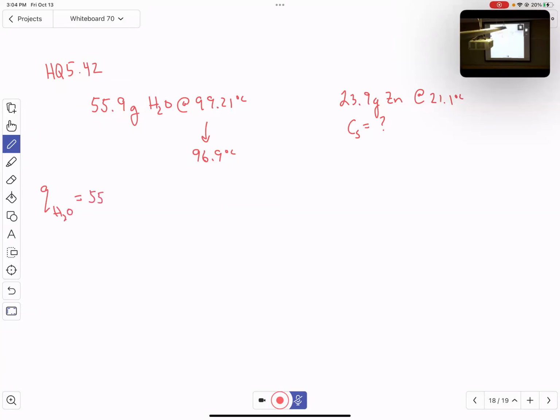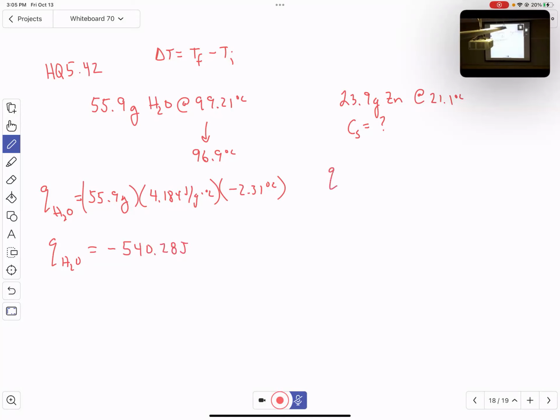We've got 55.9 grams of water. The specific heat of water is 4.184 joules per gram degrees Celsius. And my temperature change for the water, temperature change is always final minus initial. So final is 96.9 minus initial is 99.21. We get a negative 2.31 degrees Celsius. So heat for the water, multiply that all together, the water loses 540.28 joules.